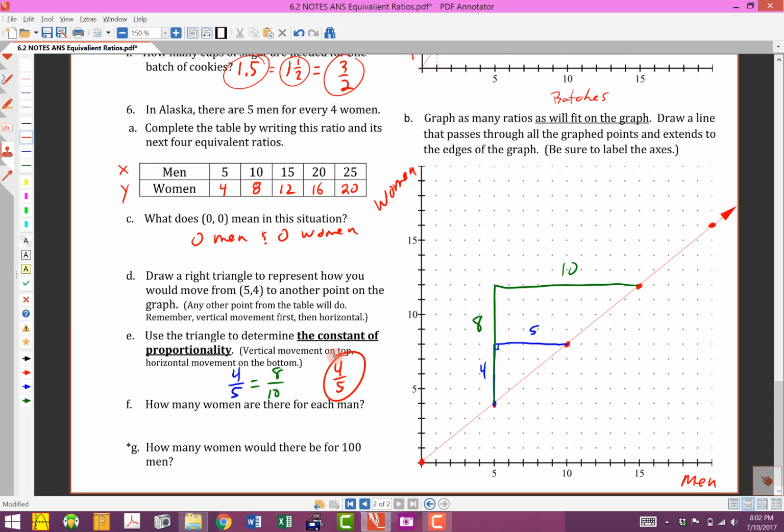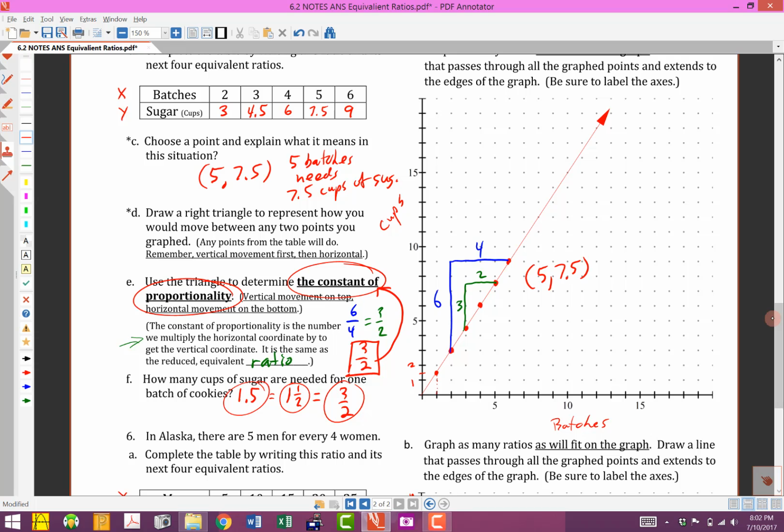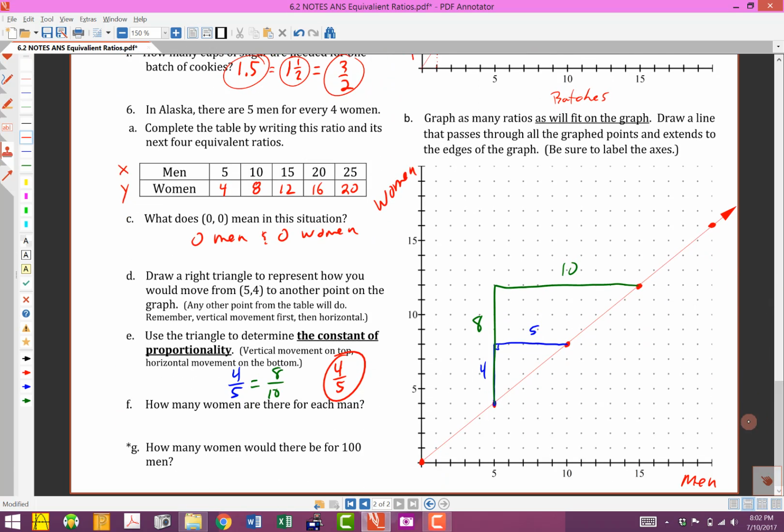And then it says, how many women are there for each man? Now, this gets to be kind of an interesting question. But if you think about that last one, here's what we did when we were trying to figure that out. It said, how many cups of sugar are required for one batch. So we went to one batch and we went up here and, well, we got 1.5. We'll take a look at this. One man would be right there, and it says how many women are there for each man. So this would be right here. That would be one man, and we're a little bit less.